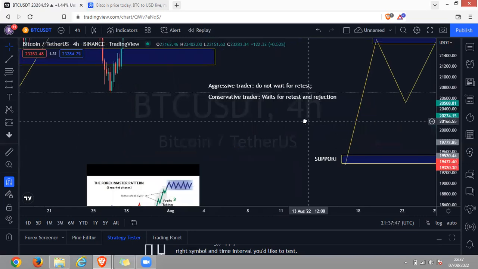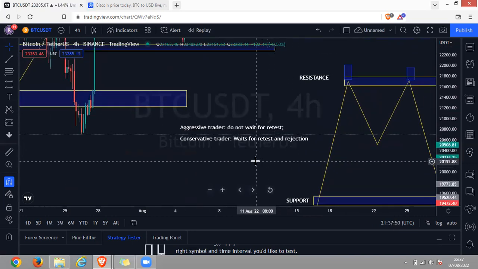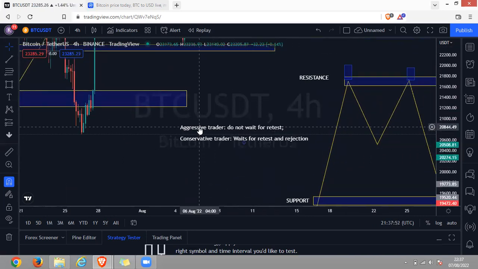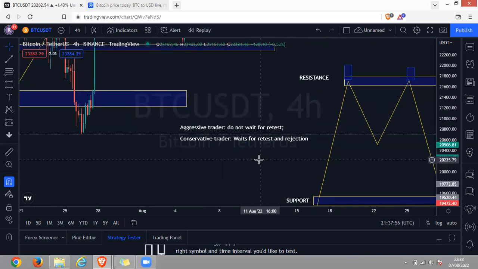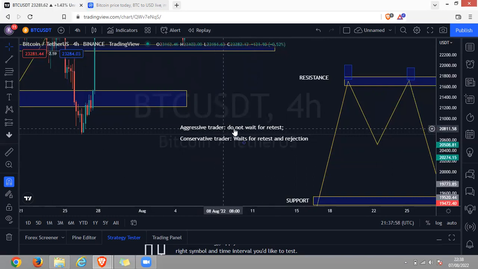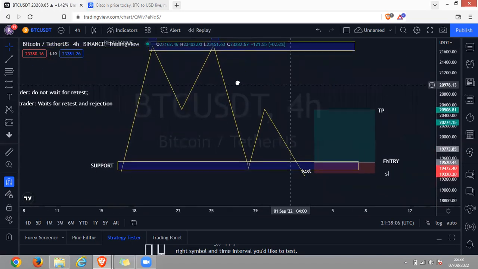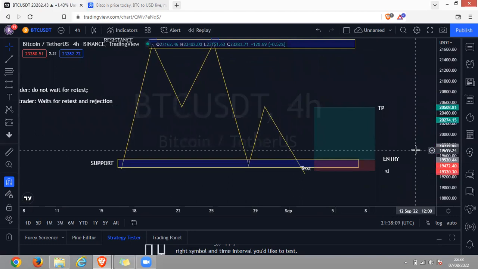Then I take you to something I wrote here. There are two types of traders, guys: we have aggressive traders and we have conservative traders. Aggressive traders do not wait for a retest. They just jump and enter a double top or double bottom. Conservative traders at least wait for a retest. Now, this pattern will affect both aggressive and conservative, but conservative traders might slightly escape it.